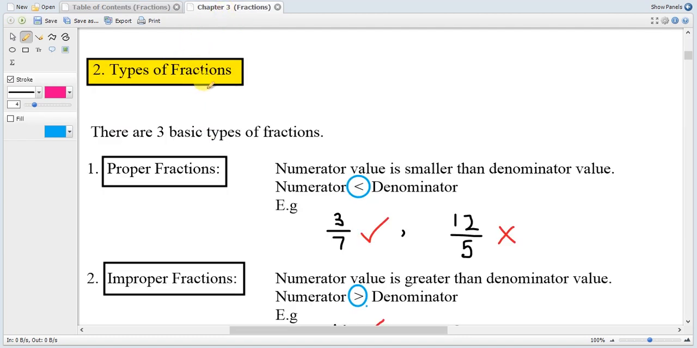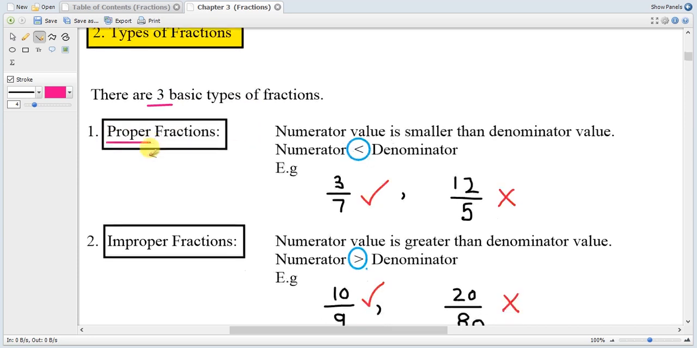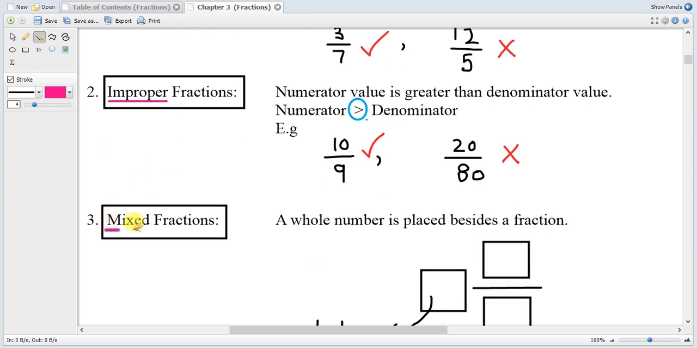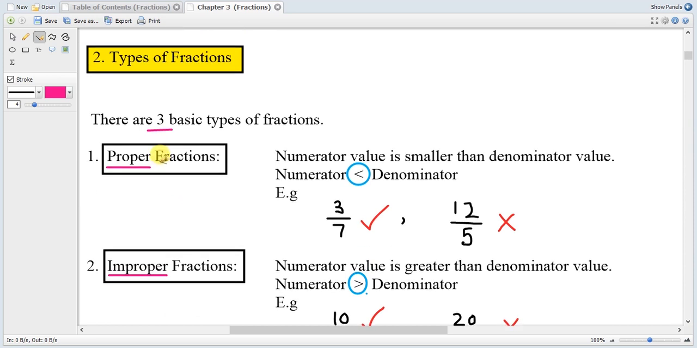There are how many types of fractions? There are basically three types of fractions, right? What are the names of those three types? First one is proper fraction, second one is improper fraction, and third one is a mixed fraction. Okay, now what is a proper fraction?